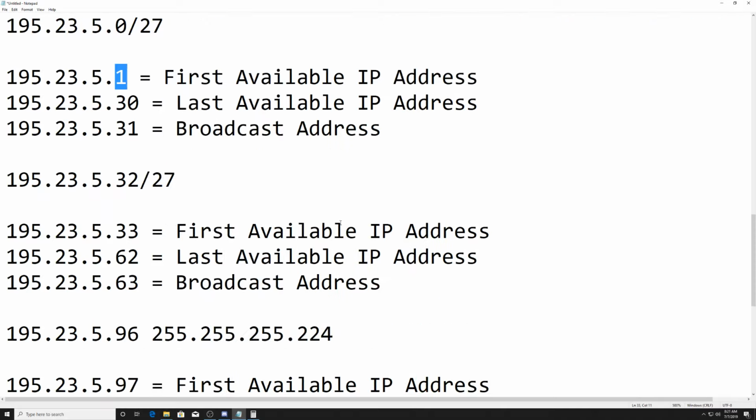The next network is .32. You can use .33 through .62. Those are the available IP addresses that you can assign to your router interface or to your PCs, laptops, whatever. .63 you cannot use, even though it's under the .32 network, because it's your broadcast.